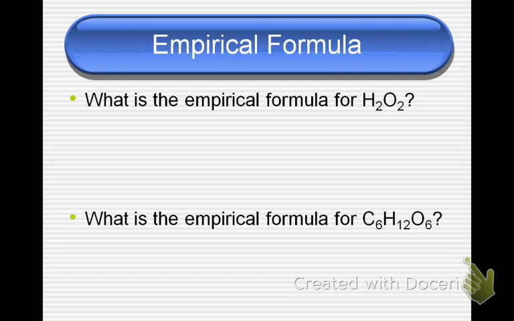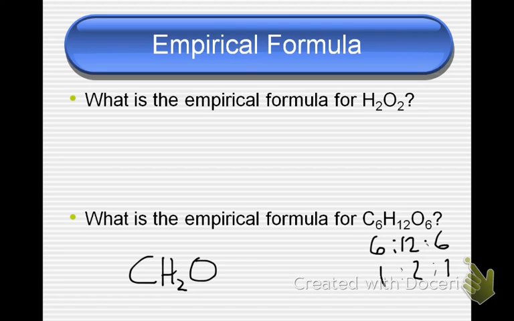So then what would the empirical formula be for C6H12O6? Pause the video, see if you can figure this one out, write down the empirical formula, then resume and check it out. Okay, so if we look here, it is a 6 to 12 to 6 ratio, which can be reduced to 1 to 2 to 1. So the empirical formula for this would be C1H2O.